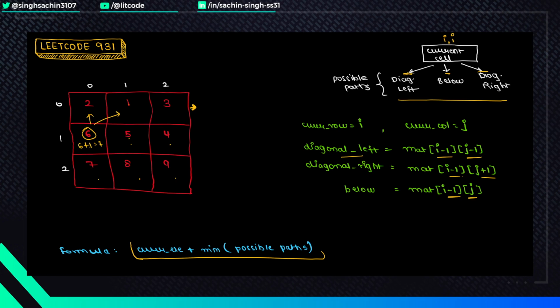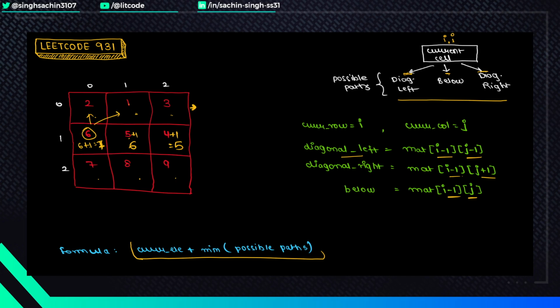Okay, similarly for 5 we have 2, 1 and 3. We will use 1 because it is the minimum, so it will be 5 plus 1, the value is 6 now. The value over here is 7 now. For 4 we have 1 and 3, the lowest is 1, so we will do 4 plus 1, which is 5 now. Okay, now we are at the last row.